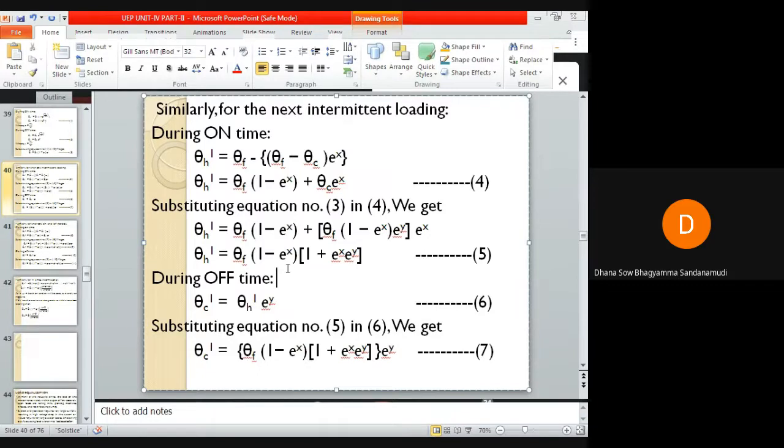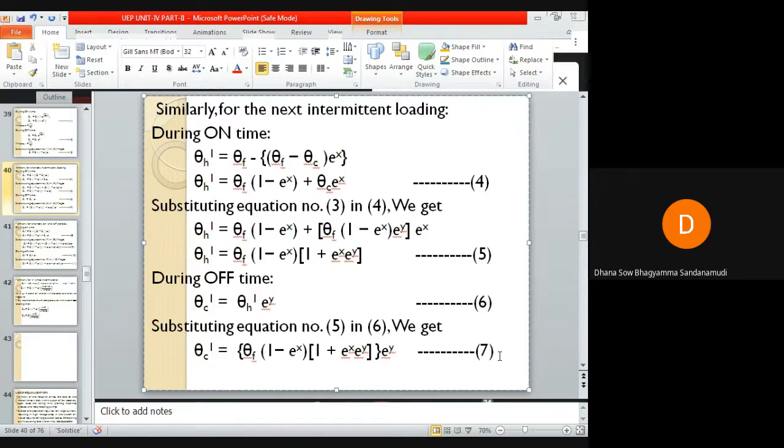Now during off time, that is cooling time, the cooling temperature is theta c1, let us assume. This theta c1 is equal to theta h1 e power y. You know theta h1, so substitute equation 5 in 6. So theta c1 is equal to theta f into 1 minus e power x into 1 plus e power x e power y into e power y. Consider it as equation number 7.